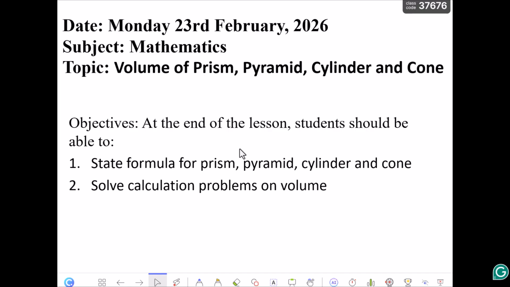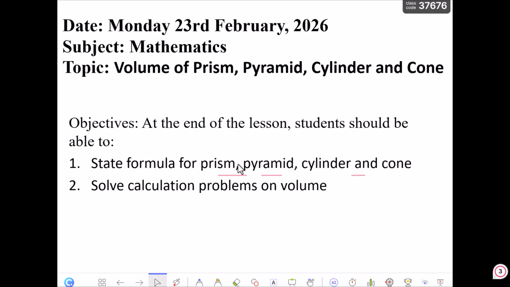This is Mr. Agbamu Idonogbene, and today's lesson is going to be the last lesson for this topic, solid shapes. Today we are just going to state the formulas for volumes of prism, pyramid, cone, and cylinder. Then after stating the formula, we are only going to look at questions on prism, and that is triangular prism.